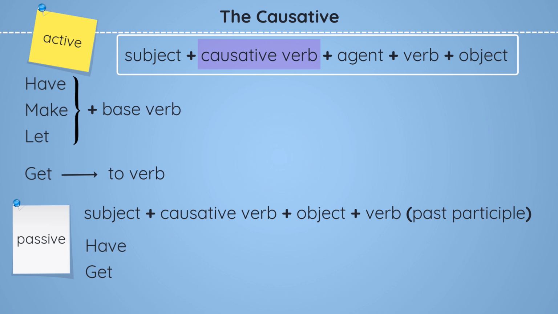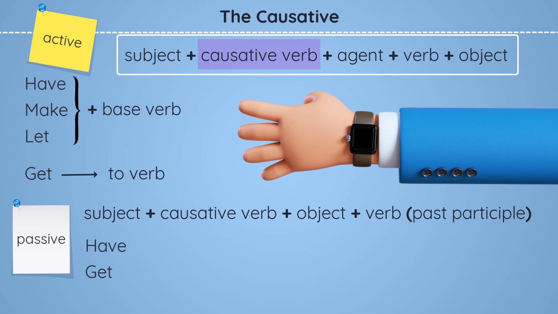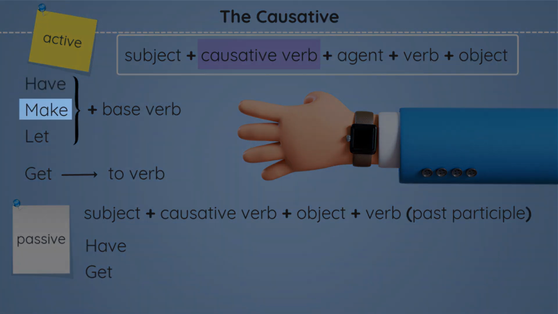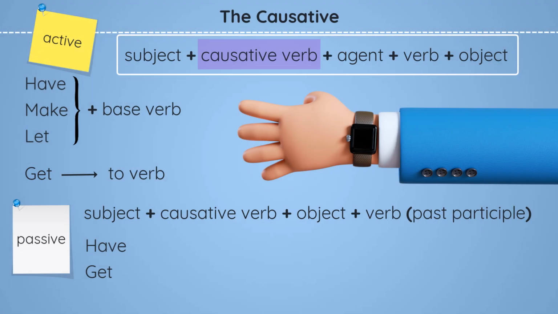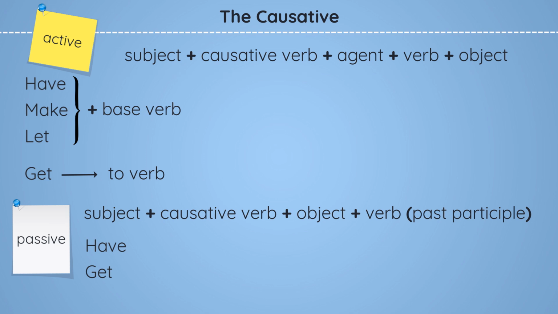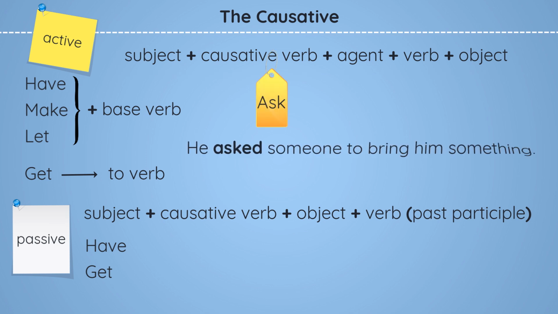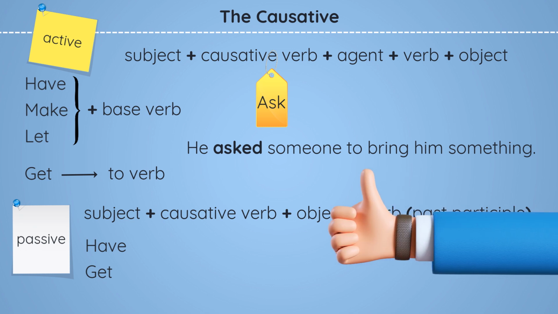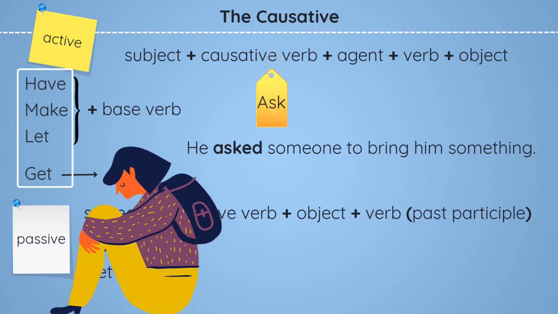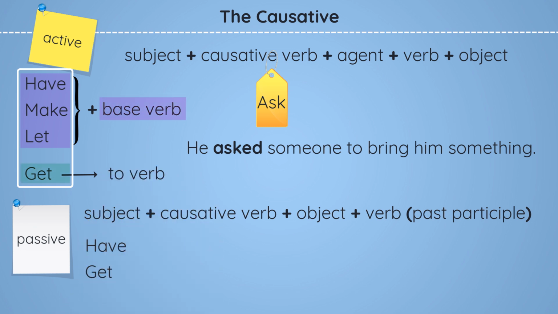So first, the causative verb. There aren't that many that you will use. These are the four most common ones: have, make, let, get. There are others, but the others are so obvious that we don't need to worry about them too much. Like ask. He asked someone to bring him something. It's very clear. I think most people know how to use it. It's these four that give people problems, especially these three. Why? Because I'm going to use a base verb with them. With get, I'm going to use an infinitive verb, to verb.